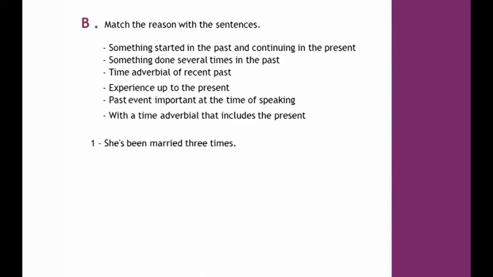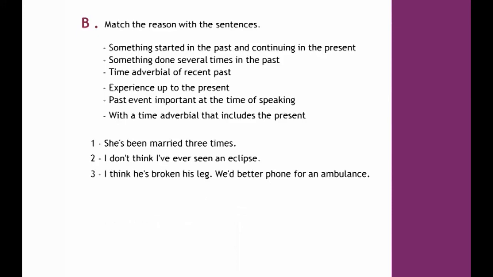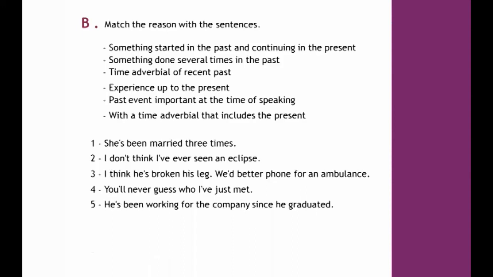Okay, number 1 sentence. She's been married 3 times. What could be the reason? Number 2, I don't think I've ever seen an eclipse. So, what could be the reason for this? Number 3, I think he's broken his leg. We'd better phone for an ambulance. Number 4, you'll never guess who I've just met. 5, he's been working for the company since he graduated. And the 6th one is we haven't had any complaints so far. So match the reason with the sentences 1 to 6.